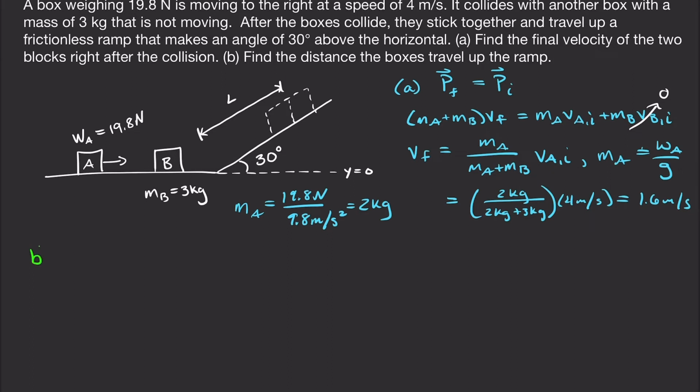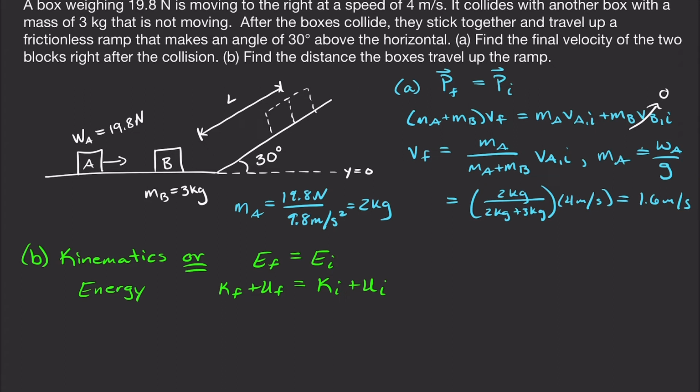So now for part B, you have two options. You can either use kinematics, or we can use energy. And I prefer to use energy anytime I can. So we're going to do conservation of energy, which says the final energy is equal to the initial energy. So that means we have kinetic energy plus potential energy at the end, and that's equal to the initial kinetic energy plus initial potential energy.